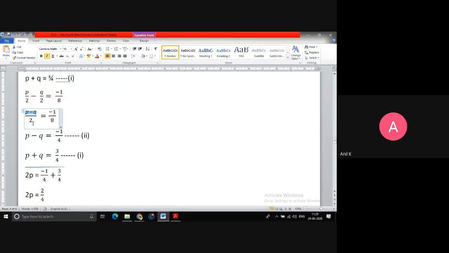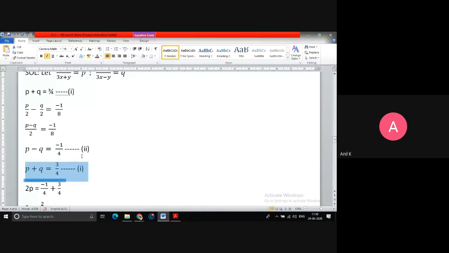Look here, the denominator here is 2 and here the denominator is 8. So 2 will get cancelled in 8 four times. 2 fours are 8, right? So finally this equation is going to be p minus q equals minus 1 upon 4. Here 2 is missing because 2 is cancelling in 8 four times. So that's why I got minus 1 by 4. So this is going to be your equation number 2. I just copied equation number 1 as it is here.